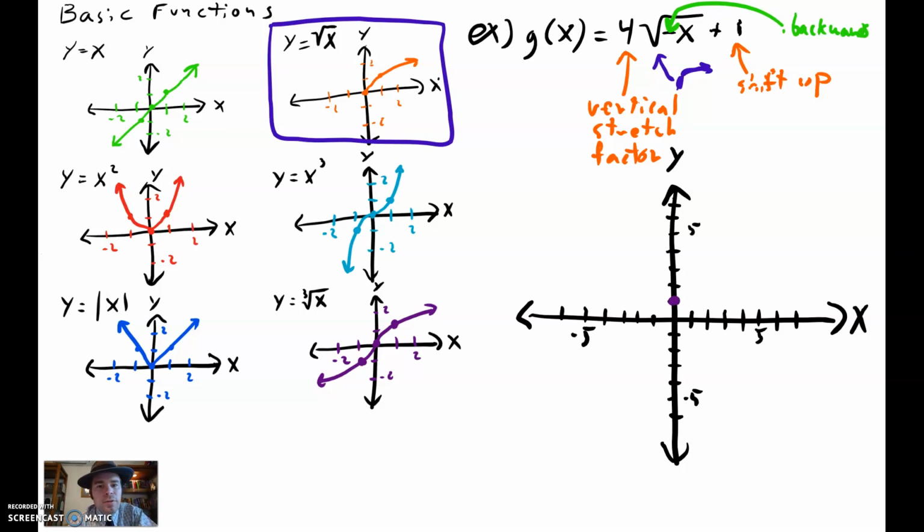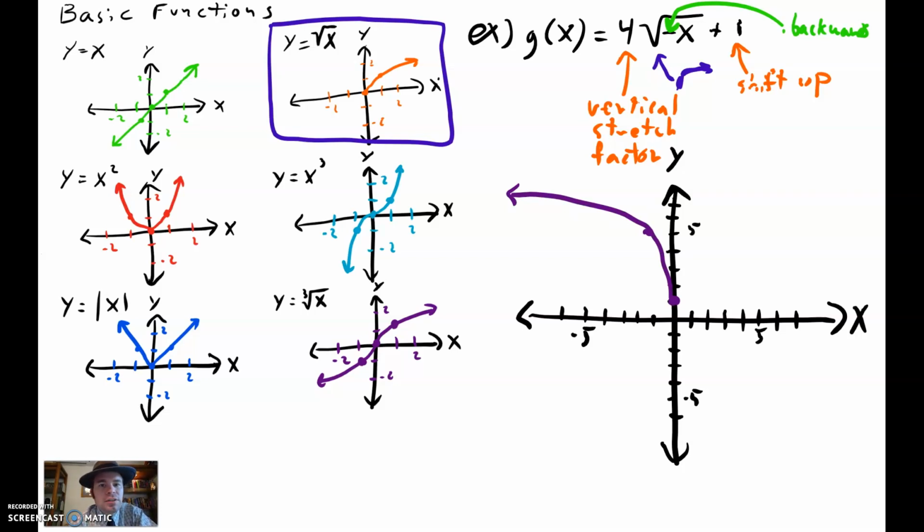Now, this graph, we would normally go over 1 and right 1 from there, but two things are happening. One is we're going to go backwards, so instead of going right 1 and up 1, we're going to go left 1 and up 1, except it's not going to be up 1. It's going to be left 1 and up 4 because that vertical stretch is 4. So we're going to go left 1 and up 1, 2, 3, 4. And then draw that basic shape. And that's g of x.